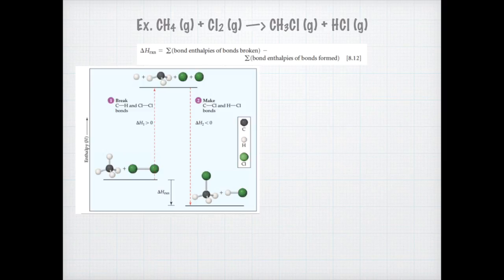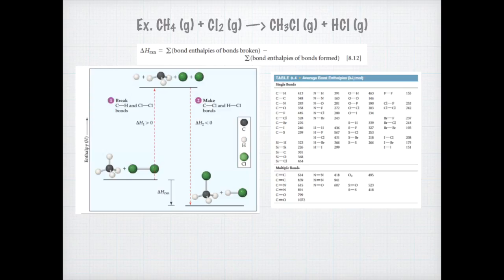Notice that you are breaking one of the carbon-hydrogen bonds and replacing it with a carbon-chlorine bond. The other bond that's being broken is your chlorine-chlorine bond, and what's being formed is a hydrogen-chlorine bond. So although it looks like you have completely different products, in fact, you're only breaking 2 bonds and you're forming only 2 new bonds. And so here are our bond enthalpies. We'll use those in order to calculate the heat of reaction.